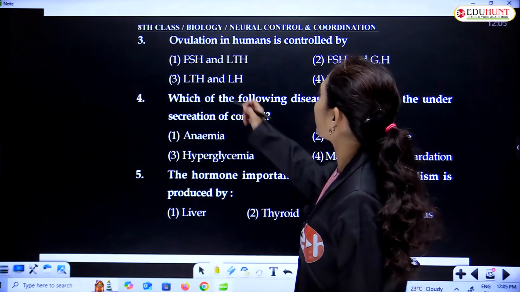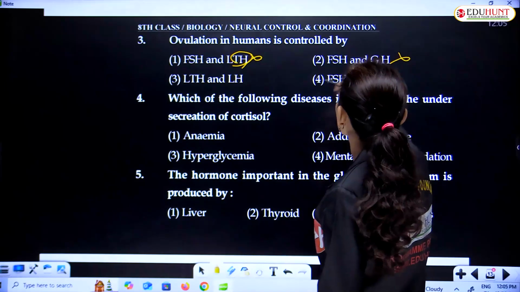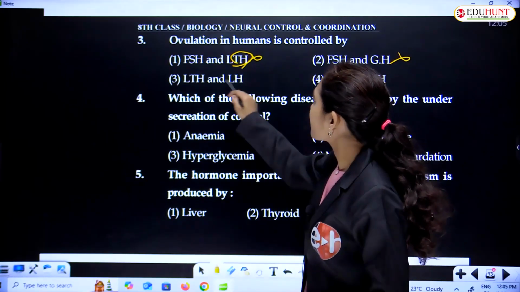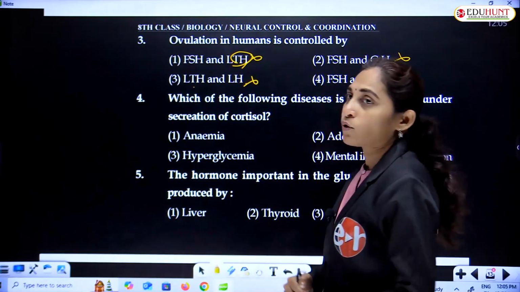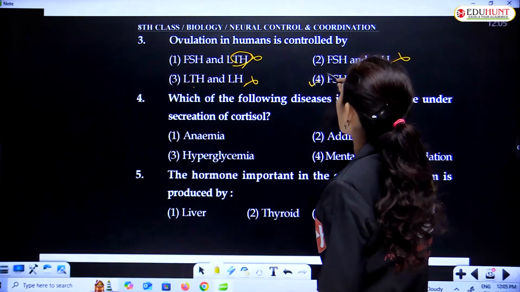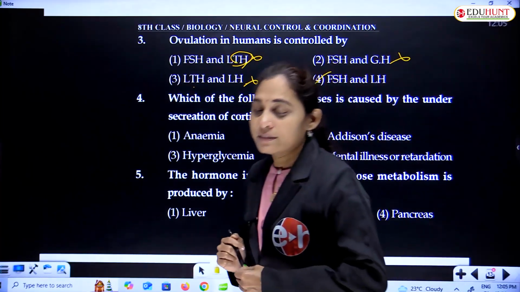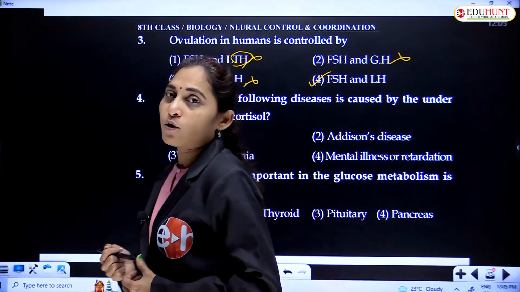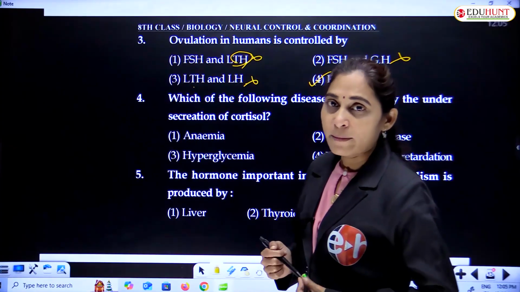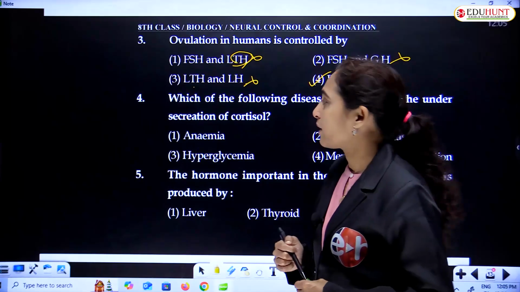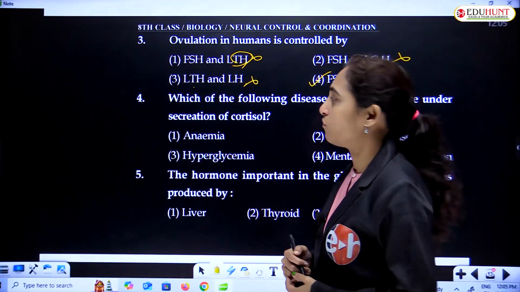Let us see the options. Follicle stimulating hormone, it is not the luteinizing hormone alone. GH, it is not growth hormone. It is luteinizing hormone, but it is not LTH, so it is also a wrong answer. The correct answer is follicle stimulating hormone and luteinizing hormone. Collectively, they work on the reproductive organs and cause the formation of gametes and release of gametes. Ovulation is the release of the egg, the female gamete, from the ovary.